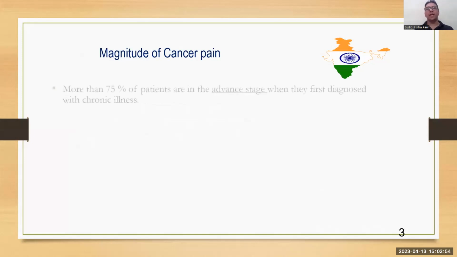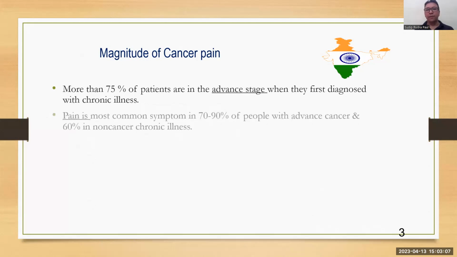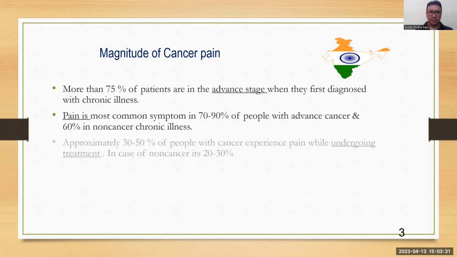Then if we see the magnitude of cancer pain incidence, more than 75% of patients are in the advanced stage when they are first diagnosed with chronic illness. Pain is the most common symptom in 70 to 90% of people with advanced cancer, and 60% of people in palliative care are non-cancer patients suffering from different chronic illnesses, like maybe CKD, bronchial asthma, or COPD.